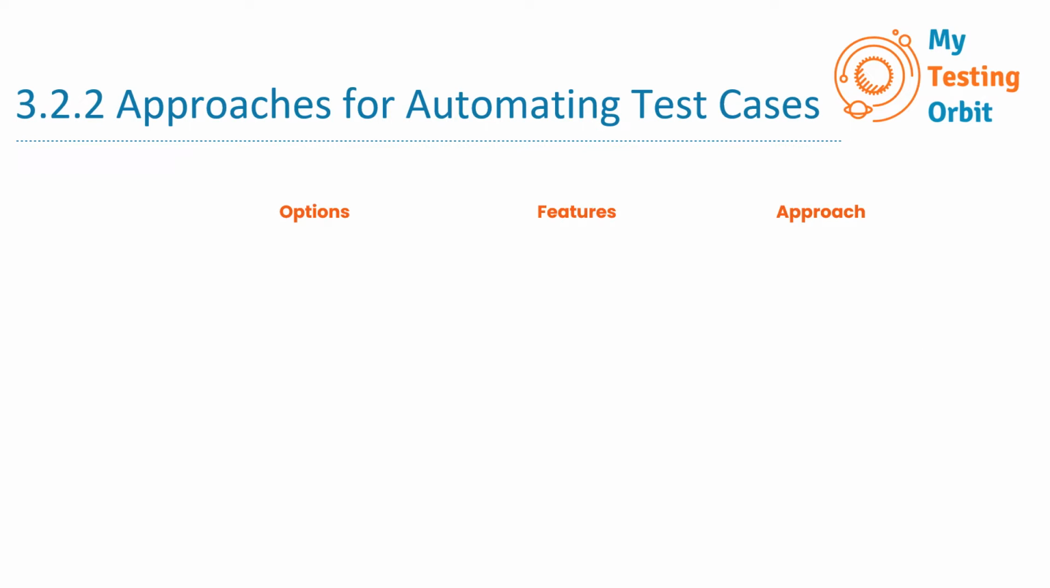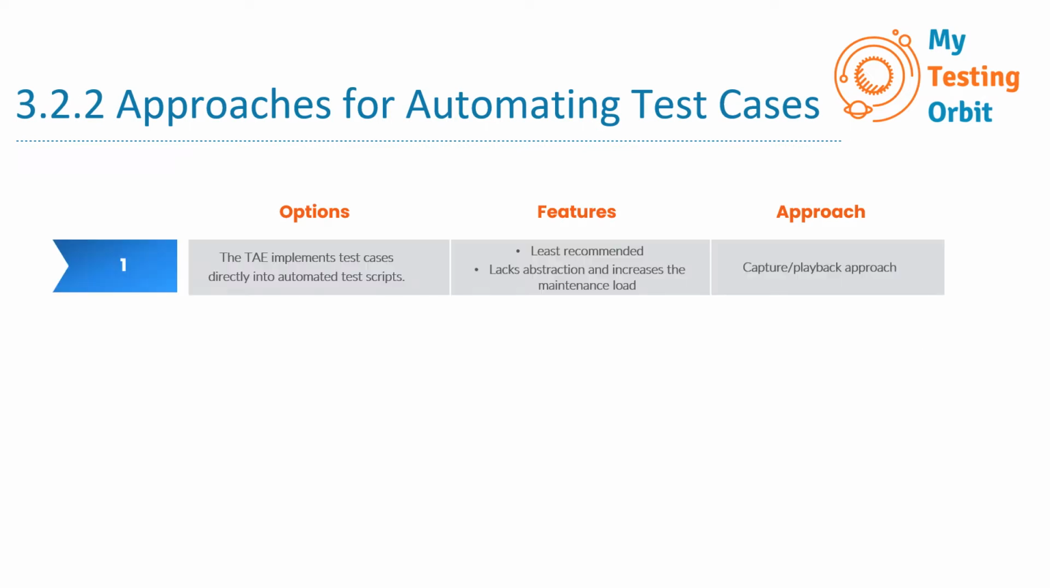So let's see what options we have. The first one is that the test automation engineer implements test cases directly into automated test scripts, meaning implementing these manually into the test scripts. The feature of this option is that it's the least recommended option because it lacks abstraction and increases the maintenance load. The approach used for this option is the capture playback approach.